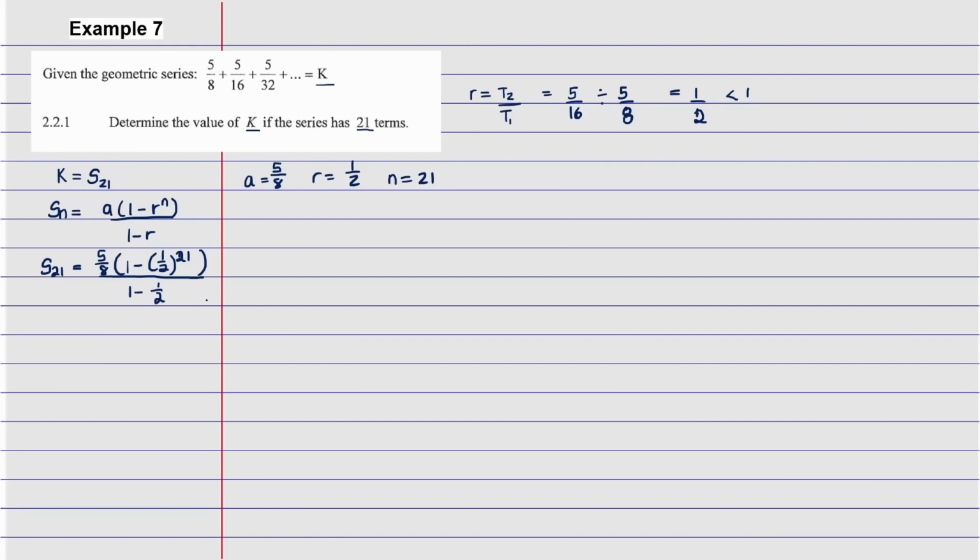Paste that into the calculator, and you're going to get that this is equal to 1.67. So k, which we know is S21, is basically equal to 1.67. So that's how you would do this question.